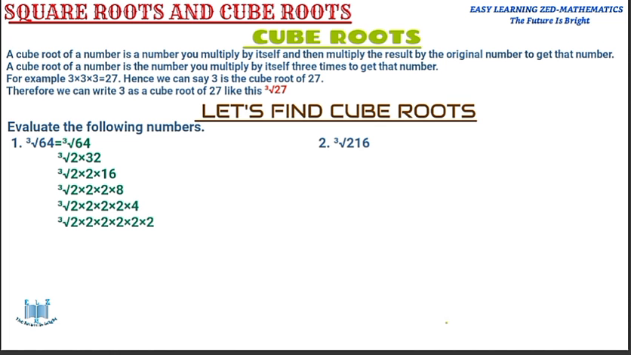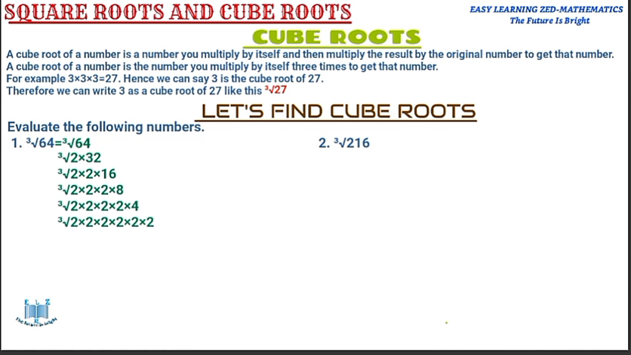2 by 2 will give you 4. 4 by 2 will give you 8. 8 by 2 will give you 16. 16 by 2 will give you 32. 32 by 2 will give you 64. Okay. Once you have done this, then we have expressed 64 as a product of prime numbers.